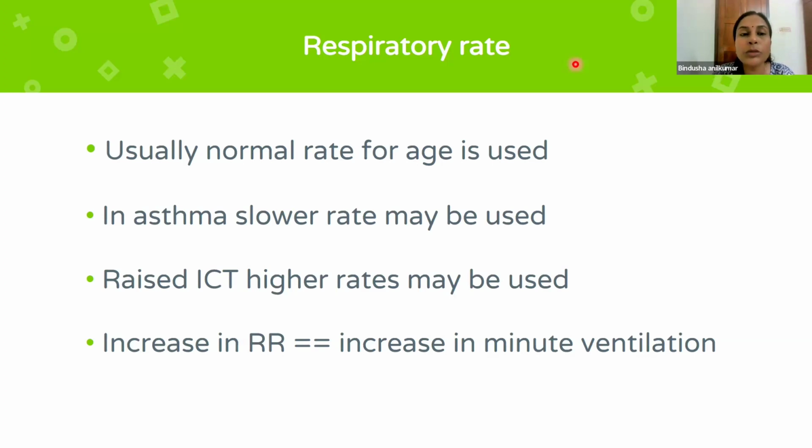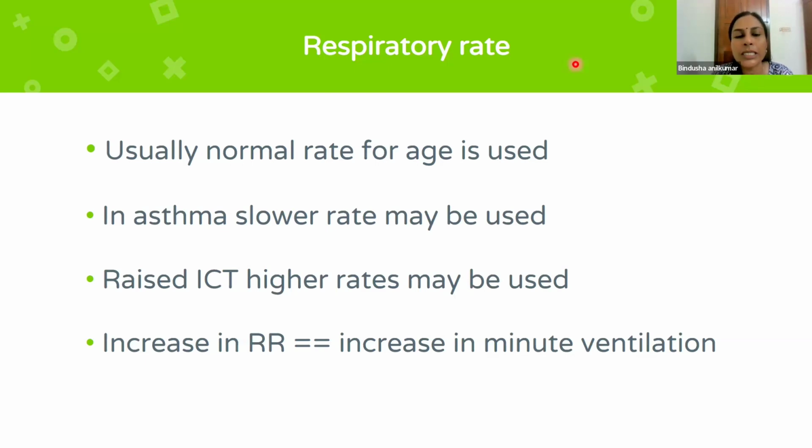Suppose you want to hyperventilate a patient, then you can even use a higher respiratory rate. But at the same time, you need to know that in the case of raised ICP, those children usually have a normal lung if it's not complicated by other diseases. So for a normal lung, even if you are ventilating at a normal respiratory rate, you will still get carbon dioxide washout. So in most of the cases, you may not have to use a higher respiratory rate.